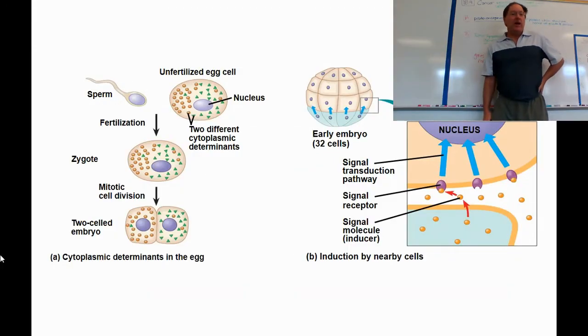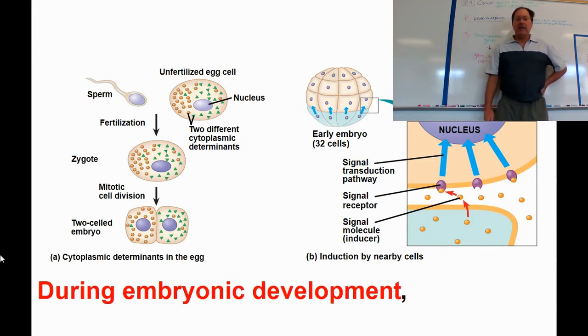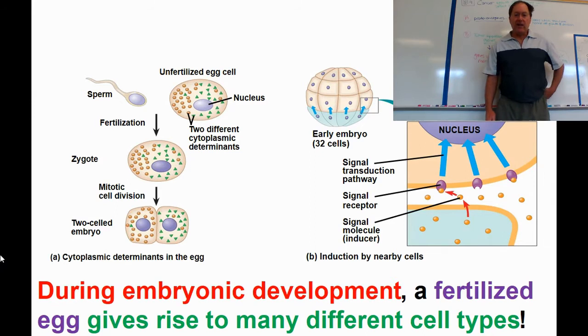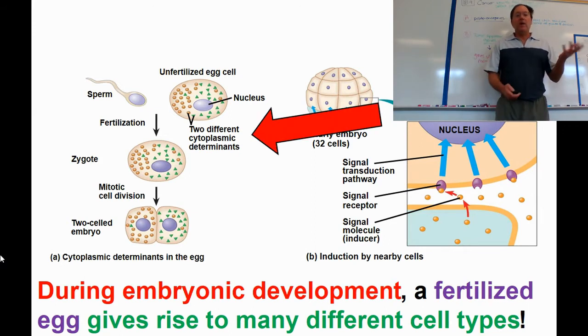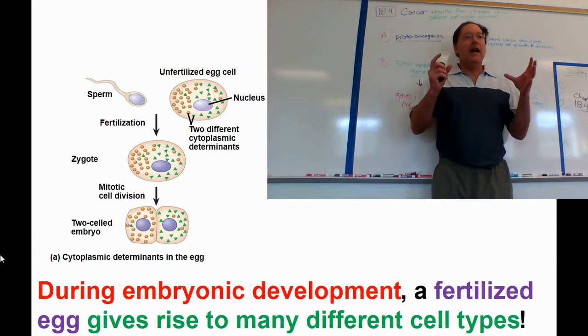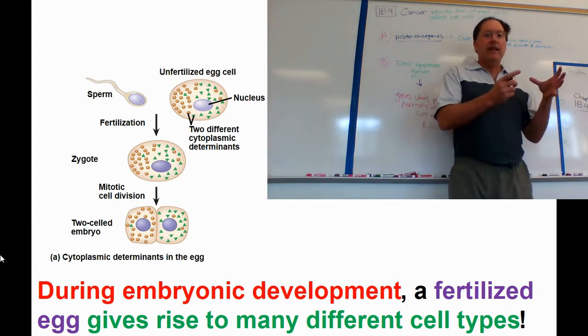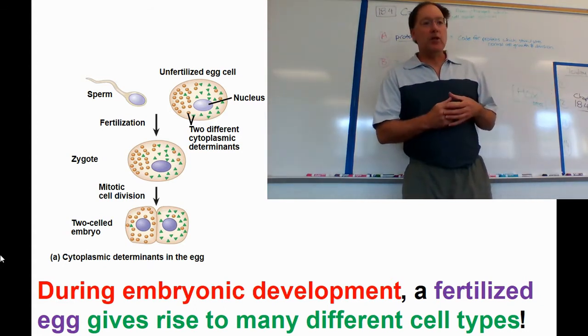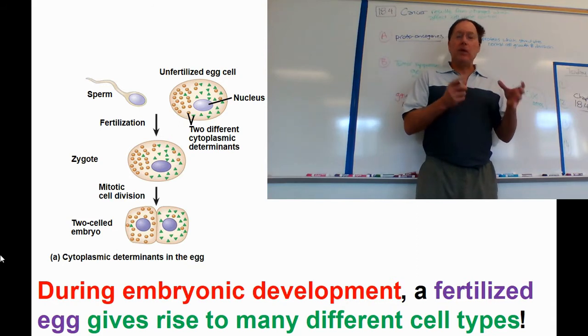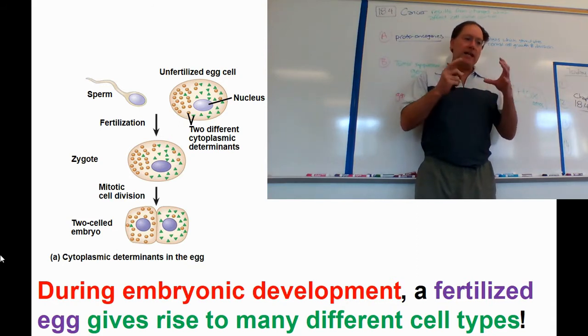Okay, let's keep going. So here's a picture from your textbook. It's divided in half vertically, and let's just look at the left side here. When we're studying embryonic development, a fertilized egg gives rise to many different cell types. What I'm trying to highlight here on the left is that the egg itself has what are called cytoplasmic determinants. Basically, these are just proteins that are floating around the cytoplasm of the egg.